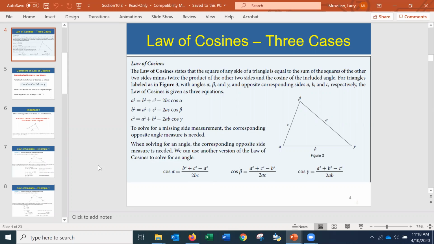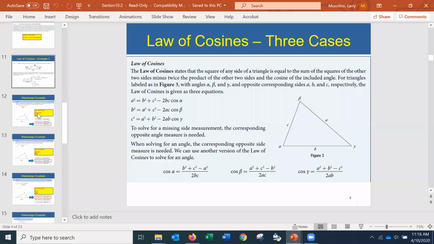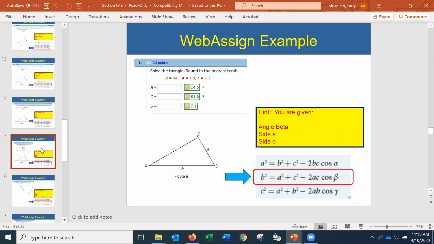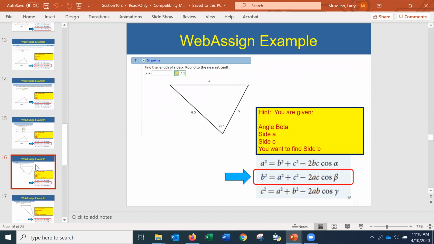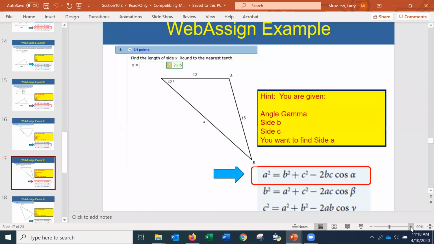So let me go, I think it was problem number 8 in WebAssign that was a bit challenging. So let me go to that problem. Here it is, problem number 8. So let's take a look at this one. They want us to find the length of side X in this problem. It looks like they already labeled the triangle for us, so that's good.